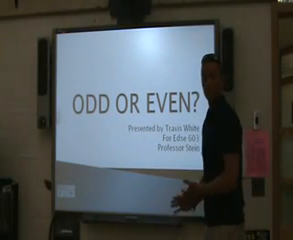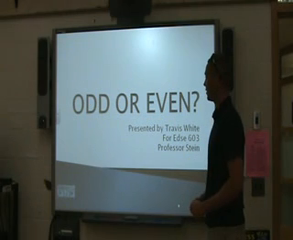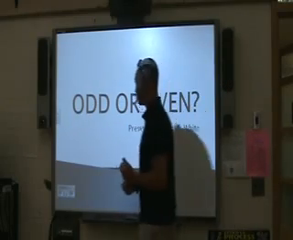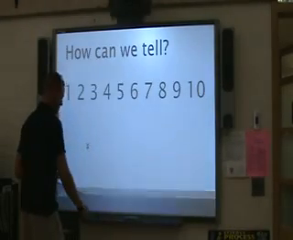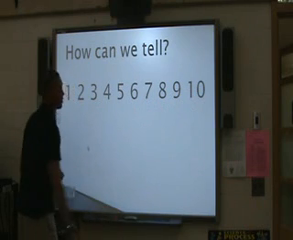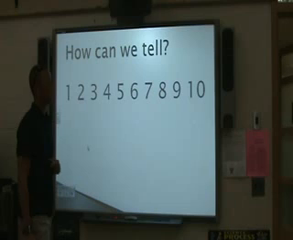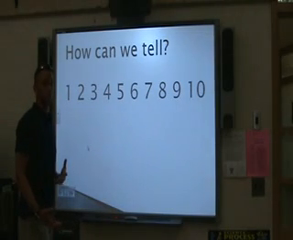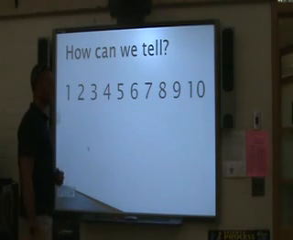Hello, I'm Mr. Travis White, and today we are going to discover how we can determine if a number 1 through 10 is an odd or even number. As you can see on the board, I have listed the numbers 1 through 10. Now we're going to try to discover an easy way to figure out if a number is odd or even.